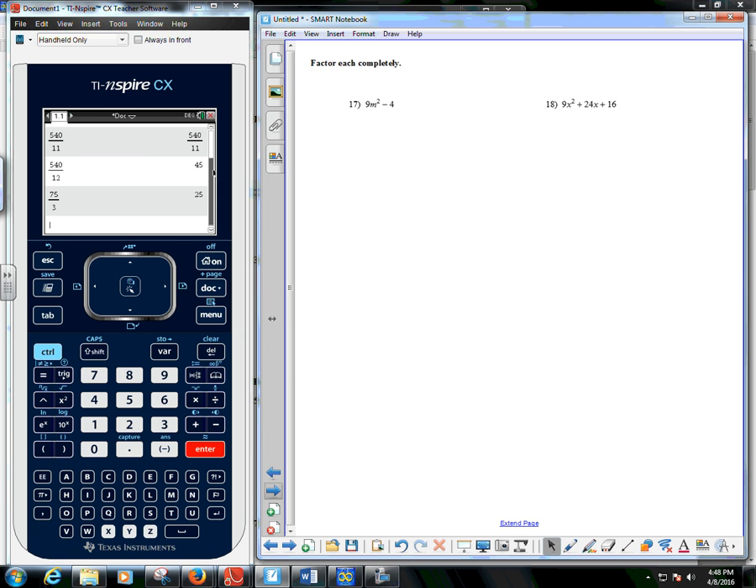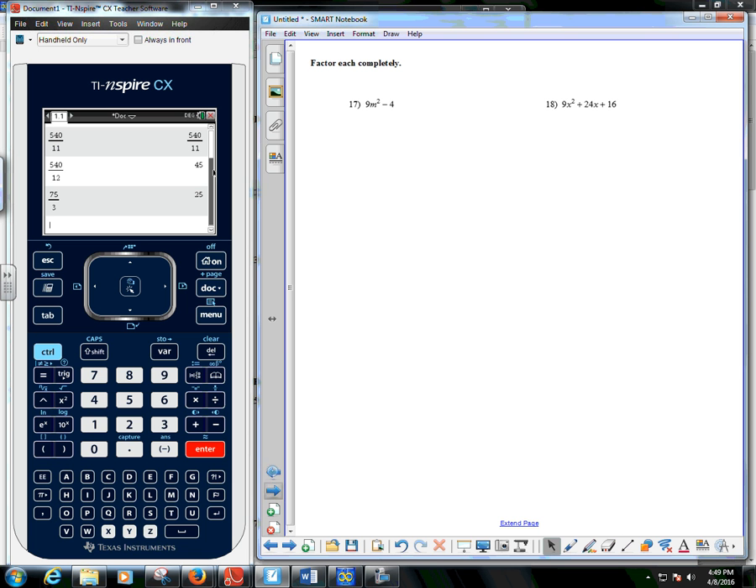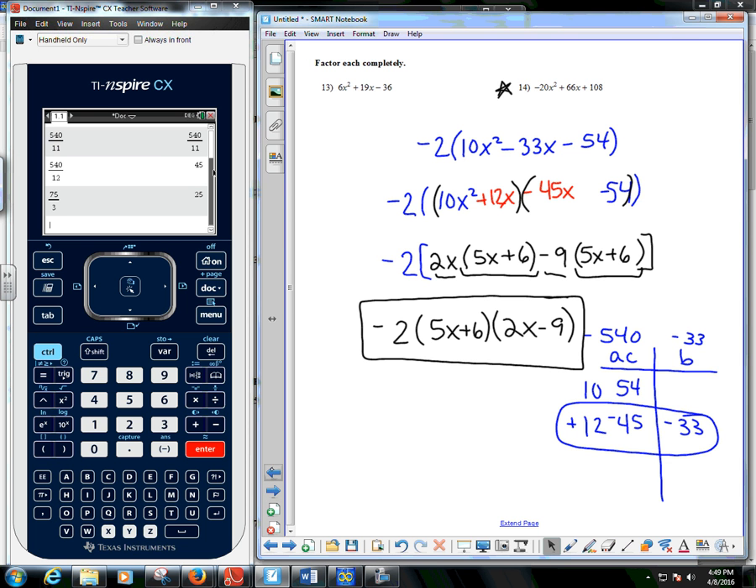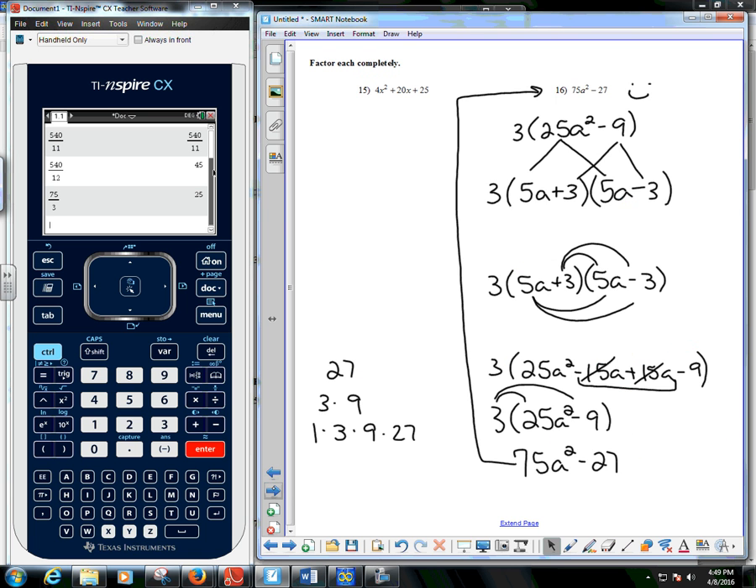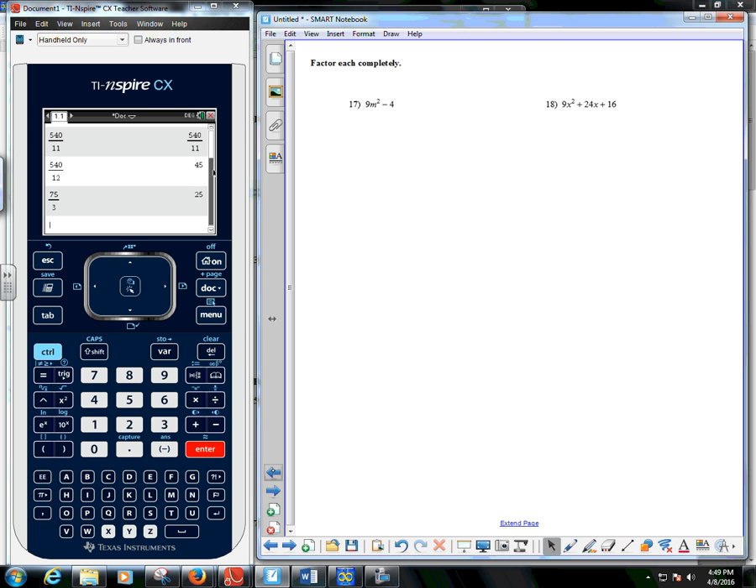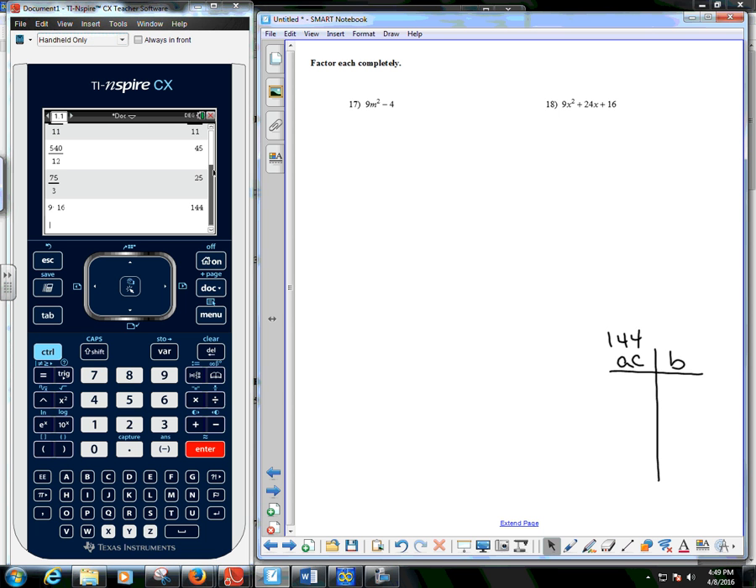All right, let's take a look at number 18. So this looks like we've already done it. We've already had this problem. All right, we haven't already had this problem. 9 and 24, 3 goes into 24. It does not go into 16. There is no GCF. So I'm going to come over here and do my AC chart and my B. 9 times 16 gives me 144. I think we had a negative version of this. And my B is 24.